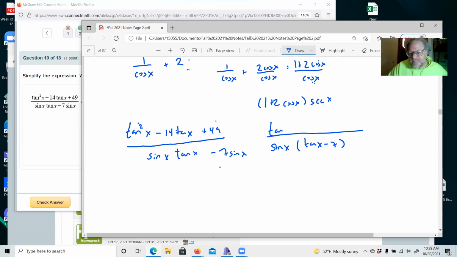Let's do tangent x minus 7, tangent x minus 7. Normally I'd write the square, but you see what's going to happen soon here, right? If I multiply this out, that's going to be tangent squared minus 7 is minus 14 plus 49. We double checked to make sure that if we multiply back, we get this thing back. We'll pull out tangent x minus 7, and we'll have tangent x minus 7 over sine x.